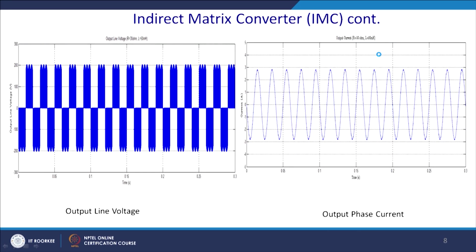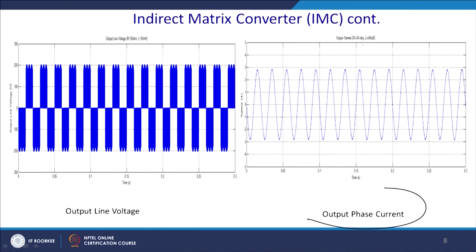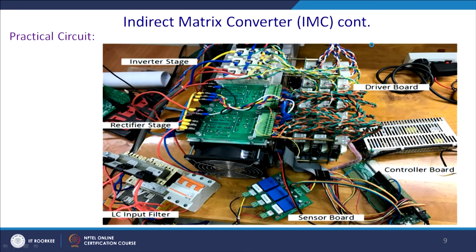Now, here these are the output line voltages and this is the output phase current, which you will find to be sinusoidal. Ultimately it gives better results than the sine triangle PWM, and THD is quite low for these filters. Now, this is the hardware setup. We are making the practical hardware for it, and we shall show these results later.